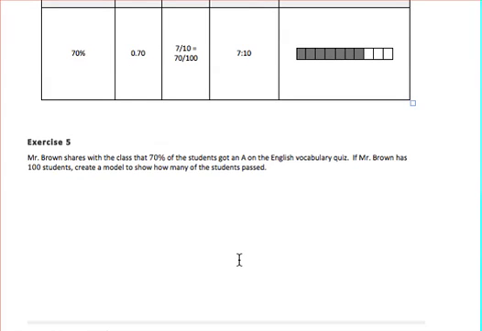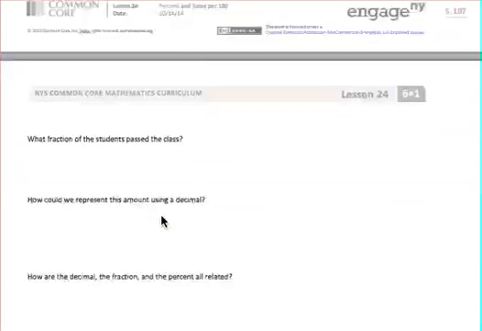Exercise 5 conveniently also talks about 100 students. Mr. Brown shares with the class that 70% of the students got an A on the English vocabulary quiz. So if Mr. Brown has 100 students, the model that you would need to show is 70 out of 100, which is the number of students who passed the English vocabulary quiz.